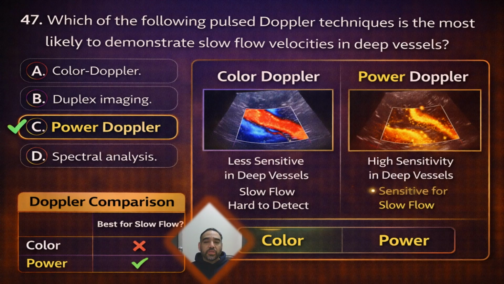Spectral Doppler can actually miss very low flow signals. And then D, spectral analysis. And so spectral Doppler is excellent for velocity measurement, and it's not the most sensitive for low flow detection. So low velocities may fall below the wall filter settings or be very hard to visualize. So again, if the question says slow flow, deep vessel, weak signal, think power Doppler.